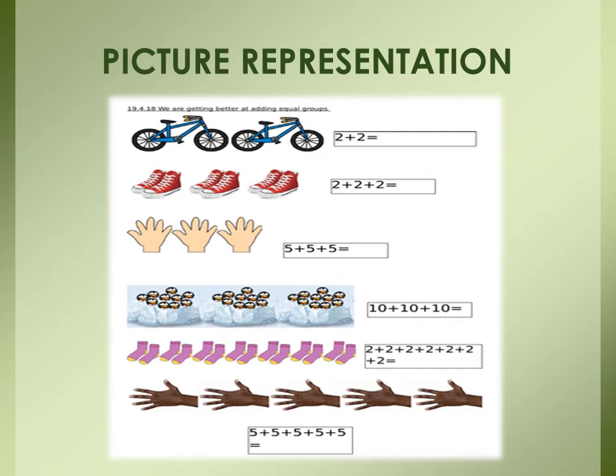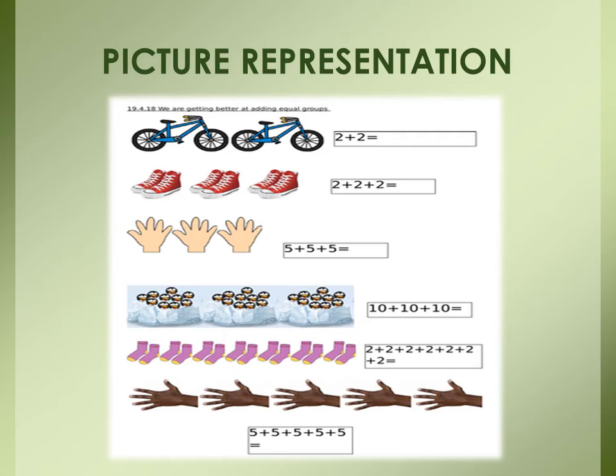Coming to the last part, we have hands. Students, in the above third question also, we had similar hands, but the groups here are different. So we will be counting. First hand is having 5 fingers. Second hand is again having 5 fingers. Third hand is having 5 fingers. Fourth hand is again having 5 fingers. And finally, the fifth hand is having 5 fingers.